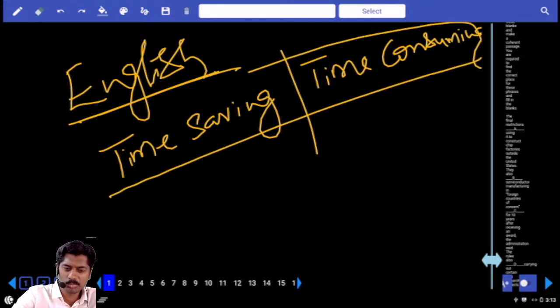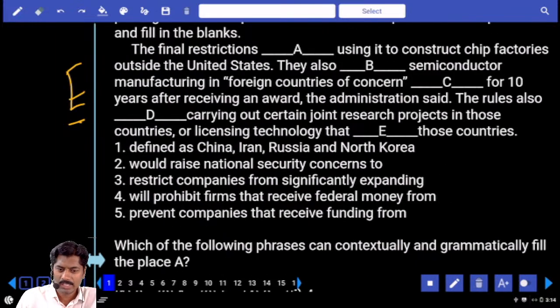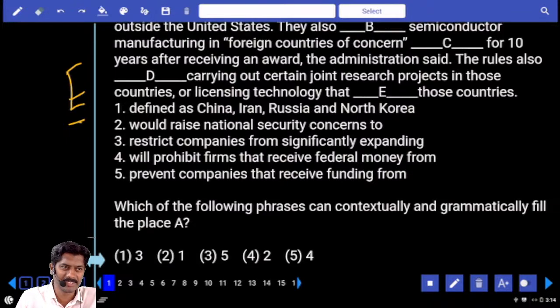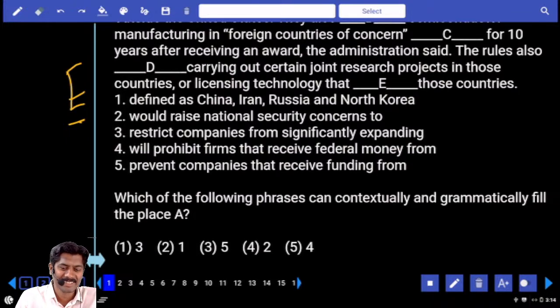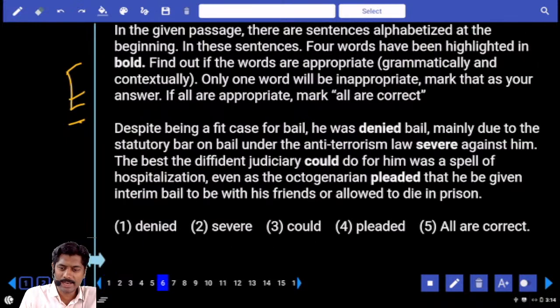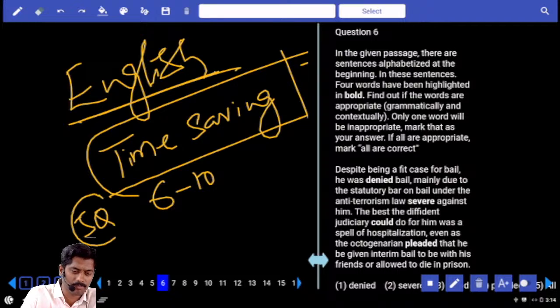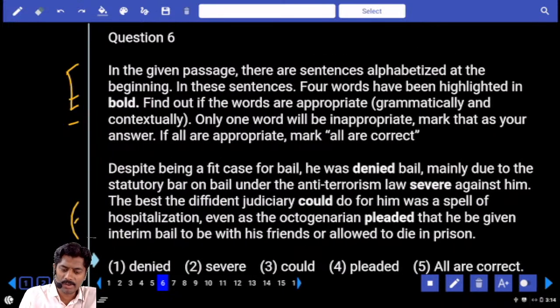Which is time consuming and which is time saving in this particular paper? Let's see. Is it time saving or time consuming? Not sure, sir. Cannot be determined. But look at the second section. Is it time saving? The 6th question to the 10th question, a total of 5 questions, is time saving, meaning in one reading we can keep. Whether we keep right answers or wrong answers is secondary.